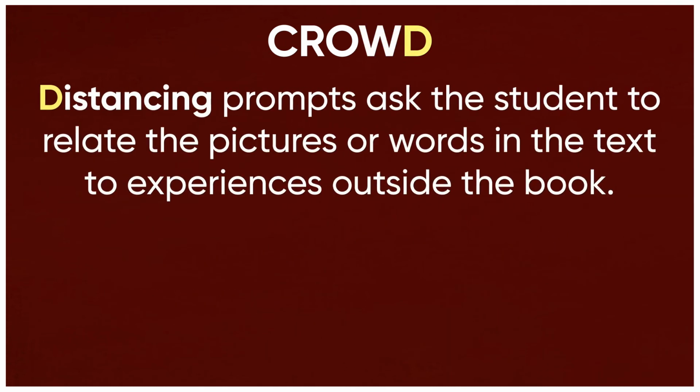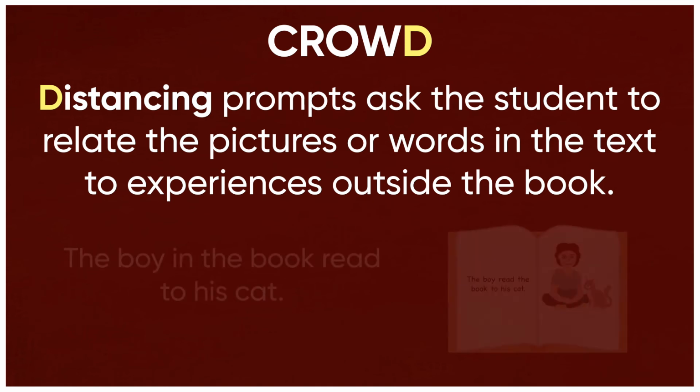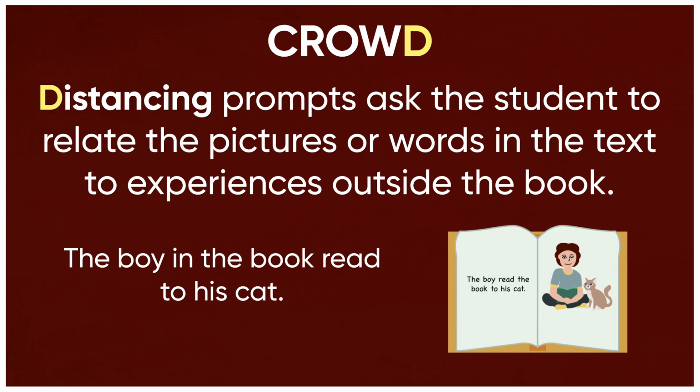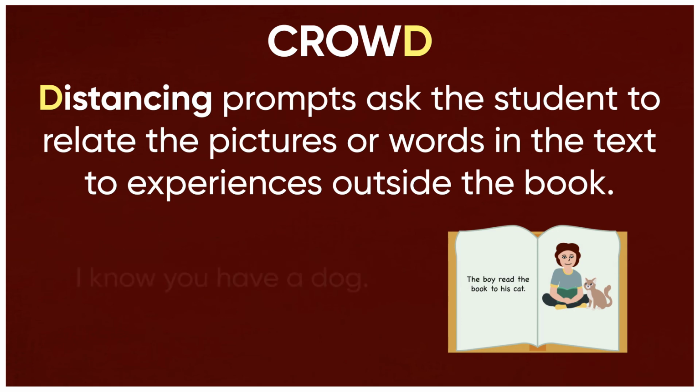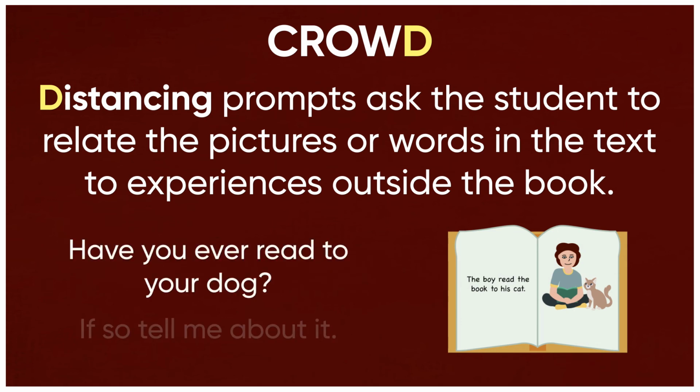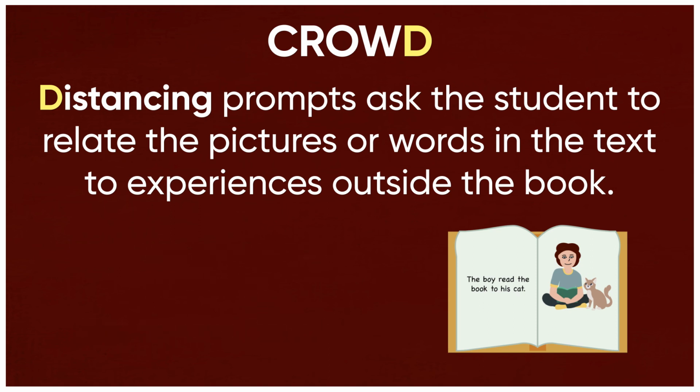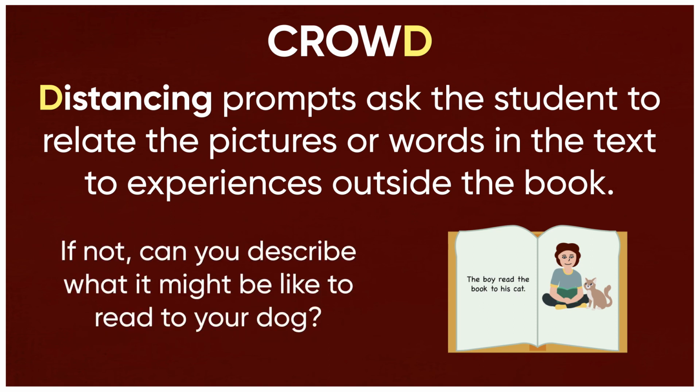Distancing prompts ask the student to relate the pictures or words in the text to experiences outside the book. For example, "The boy in the book read to his cat. I know you have a dog. Have you ever read to your dog? If so, tell me about it. If not, can you describe what it might be like to read to your dog?"